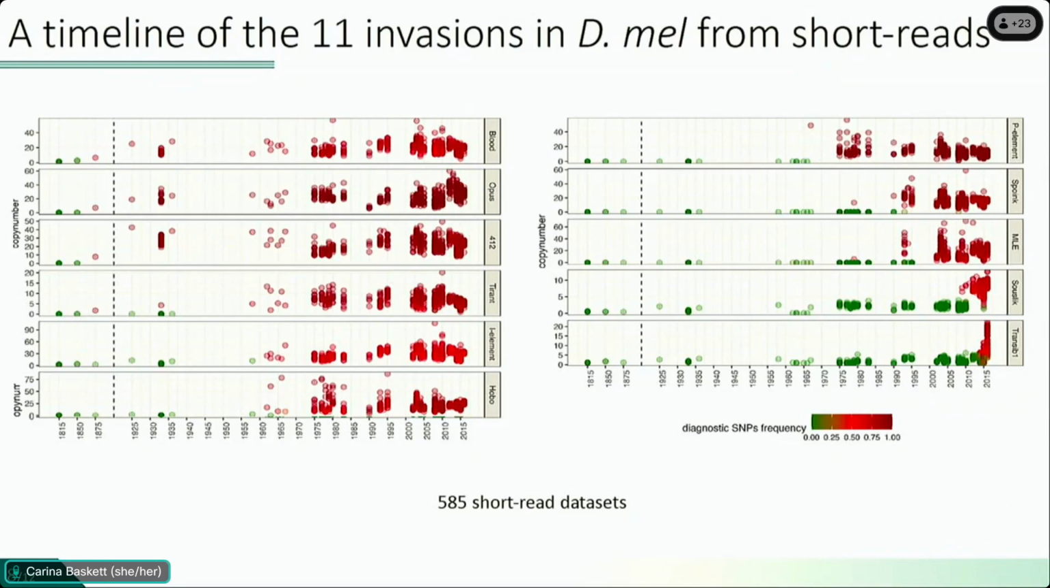while if I look at 412, it will be red with 30 copies because this transposon is present with this amount of copies.